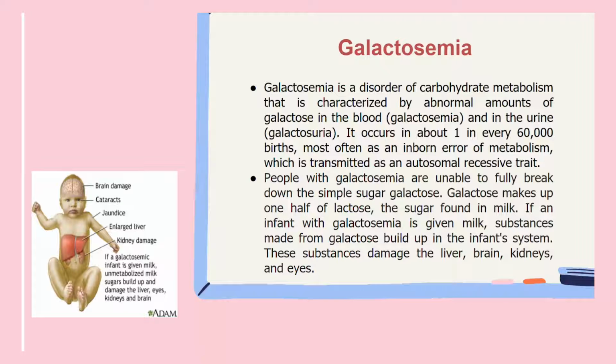People with galactosemia are unable to fully break down the simple sugar galactose. Galactose makes up half of lactose, the sugar found in milk. If an infant with galactosemia is given milk, substances made from galactose build up in the infant's system. These substances damage the liver, brain, kidneys, and eyes.